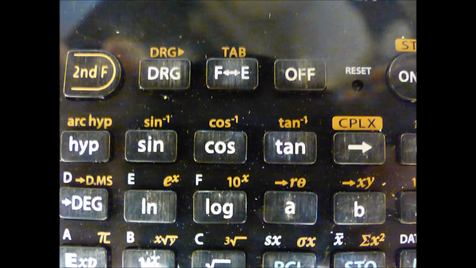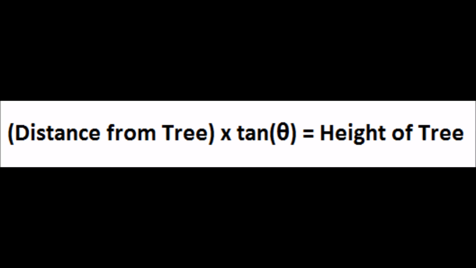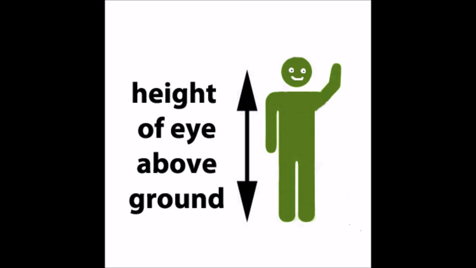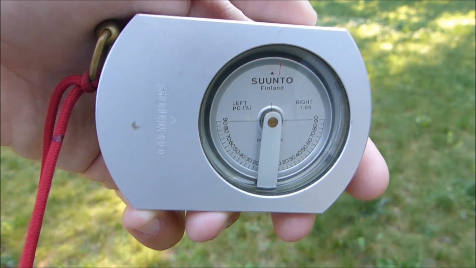Use the tangent function on a calculator to do this because you only know the adjacent side length, which is the distance from the tree of the imaginary triangle you formed using the clinometer. And so, multiply the distance by the tangent of the angle of elevation. This will give you the approximate height of the tree. It is important to remember to add your height to eye level to this calculated tree height to obtain a final value.